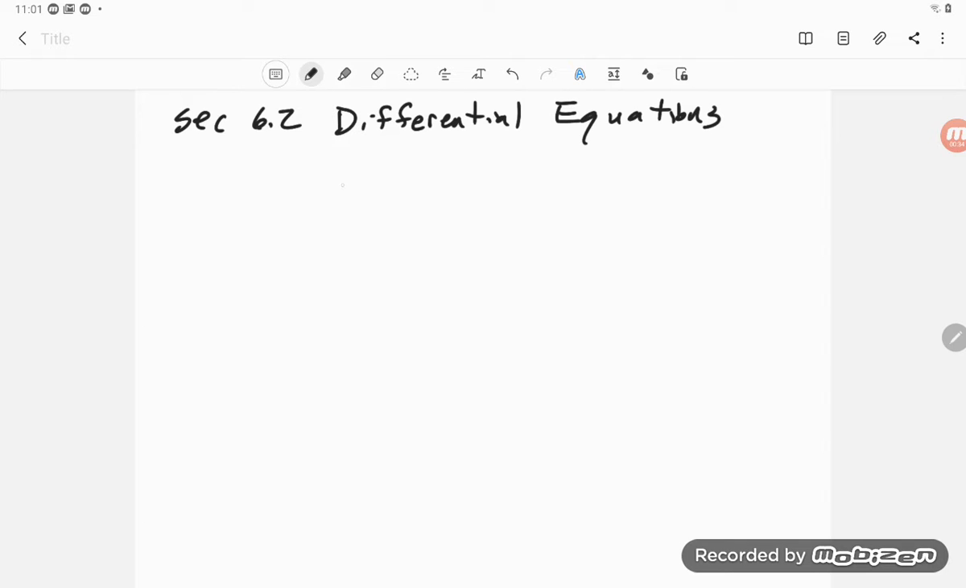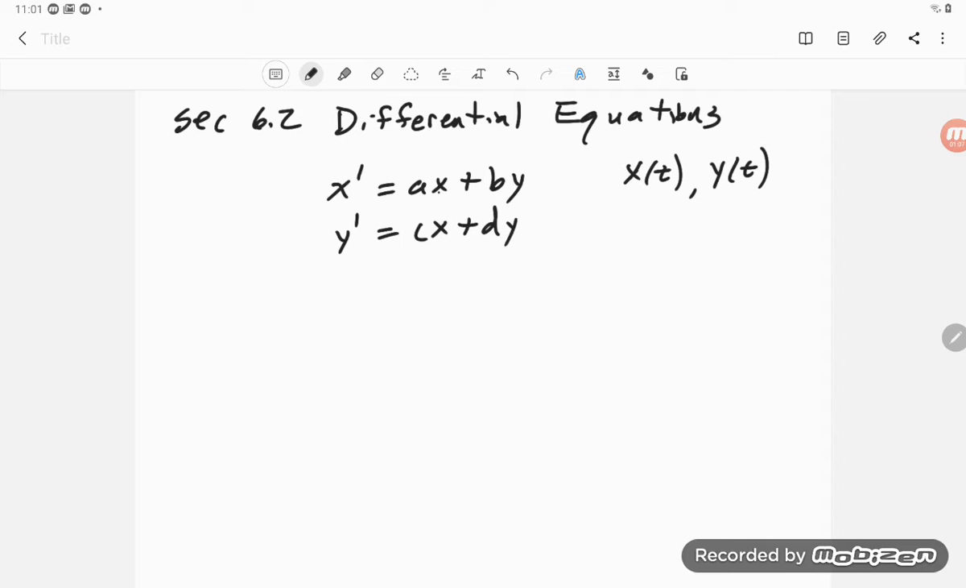dx/dt, I'm going to call it x prime, equals ax plus by. This is what we call a homogeneous system because x is a function of t, y is a function of t, but I don't see any t's in there anywhere. And then cx plus dy. Right, so again, we've got x of t and y of t. And then a, b, c, and d are just constants.